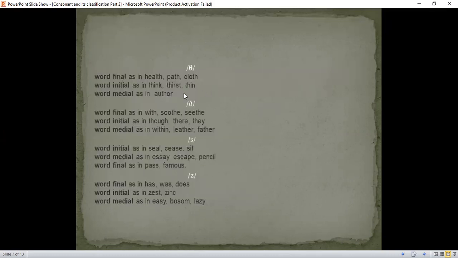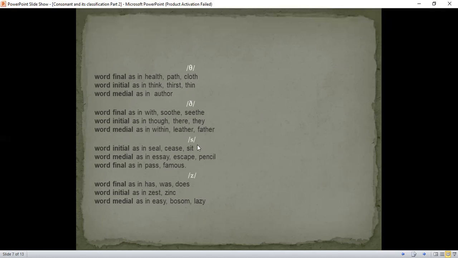So here are some examples of the th sound. Word final as in health, path, cloth. Word initial as in think, thirst, thin. Word medial as in author. Here are some examples of the voiced th sound. Word final as in with, soothe, and seethe. Word initial as in though, there, they. Word medial as in within, leather, father.